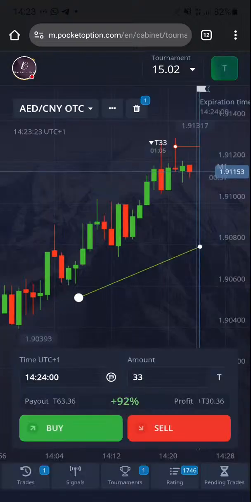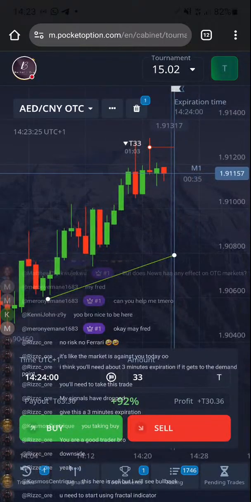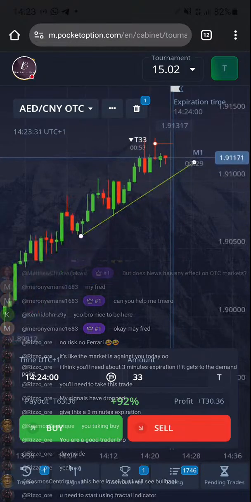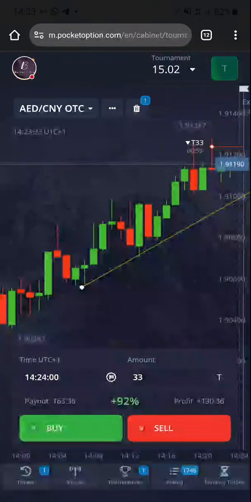Though in my opinion, everything suggests, okay, you need to start using fractal indicator. Oh yes, I know that indicator. I know that indicator.